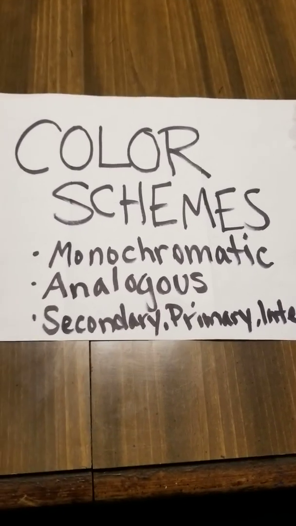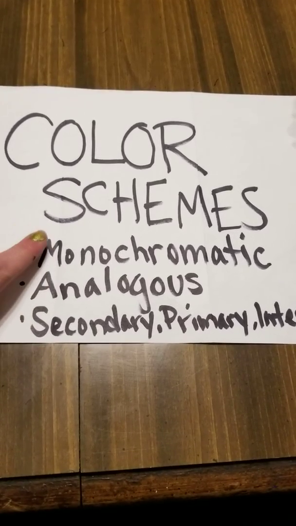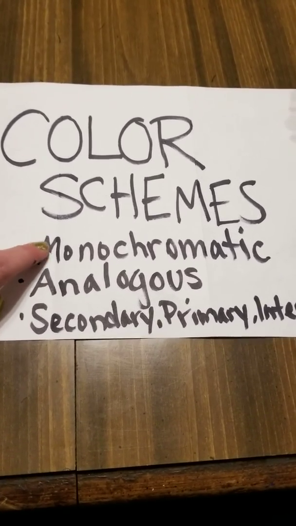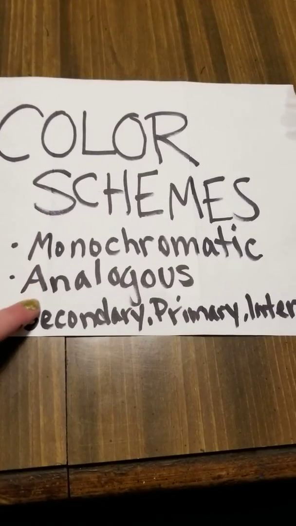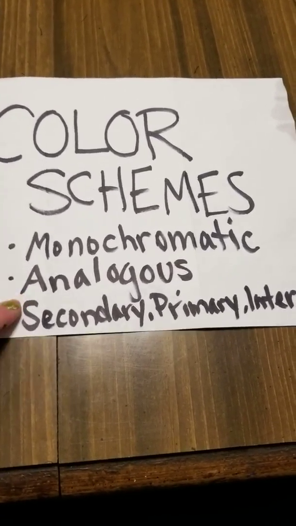So we're going to talk today about 3 different color schemes. We're going to talk about monochromatic color, analogous color, and secondary, primary, and intermediate colors.